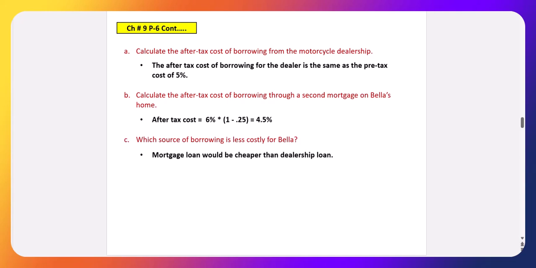So the conclusion for which source of borrowing is less costly for Bella: the mortgage loan would be cheaper than the dealership loan.